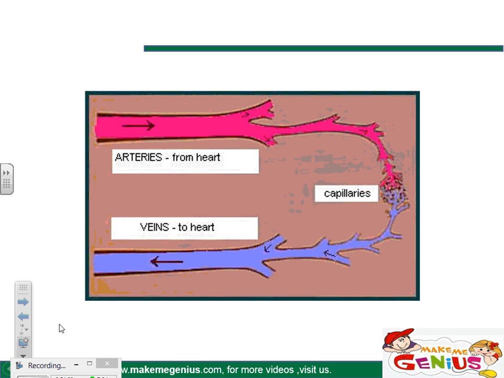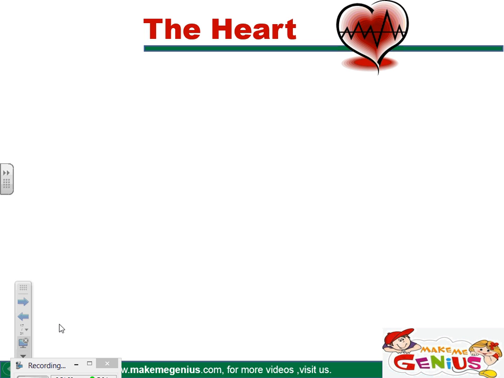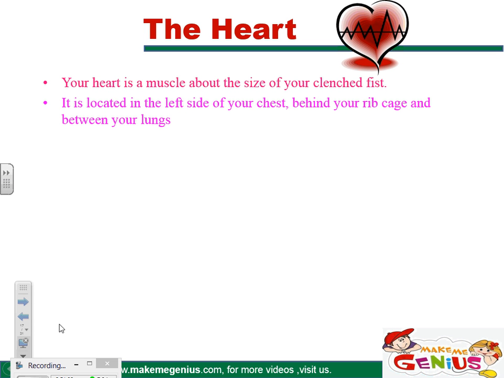And this is what it looks like. Arteries come from the heart, and then your veins take it back to the heart. Your heart is still part of the circulatory system. The heart is a muscle. And it's a muscle in the muscular system, and it's also an organ that's within the circulatory system. Everyone do this. This is about how big your heart is. And notice it's not really shaped like a heart. It's located on the left side of your chest behind your rib cage, between your lungs.